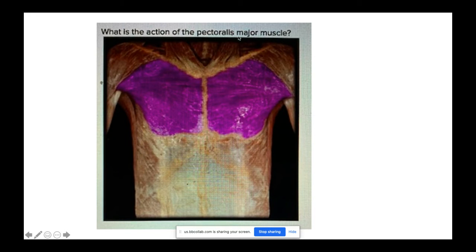So what are we looking at here? What is the action of the pectoralis major muscle? So pec major, if the origin is here on the sternum and the clavicle, and the insertion is here on the bicipital groove of the humerus, since the muscle is medial and the insertion is lateral, it's got to pull that arm in. So that is shoulder or arm adduction. Okay? And it also internally rotates the shoulder.